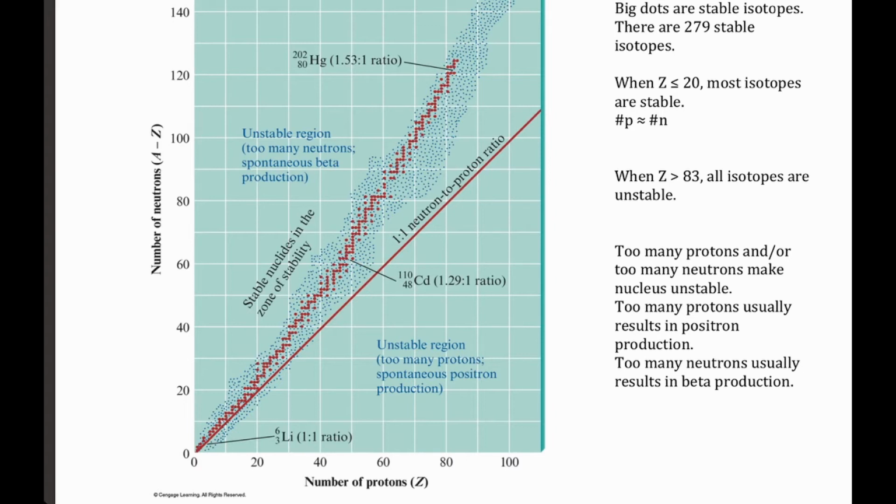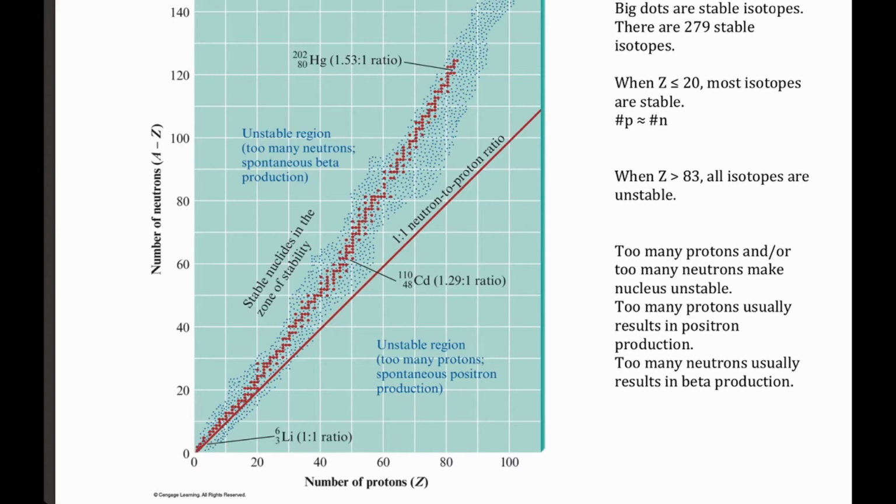So there are 279 stable isotopes. To be a stable isotope is to not undergo spontaneous reactivity, to not just have to change what the nucleus is. When Z, the mass number, no, that's the atomic number, when Z is less than or equal to 20, most isotopes are stable.